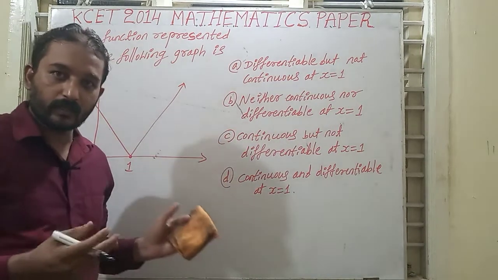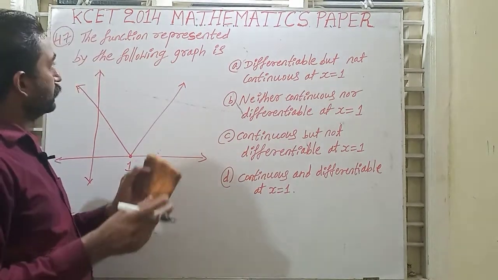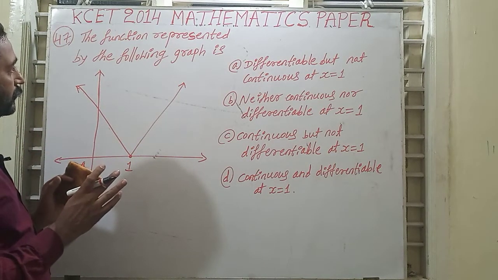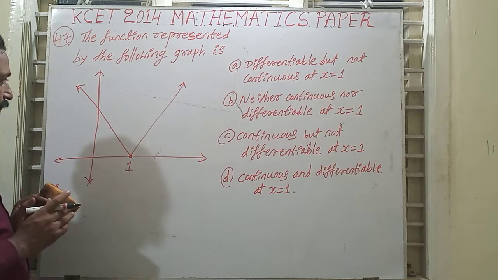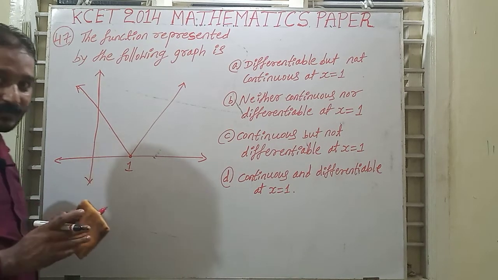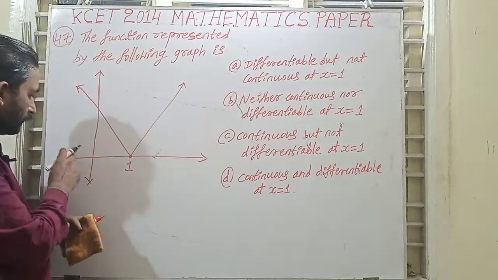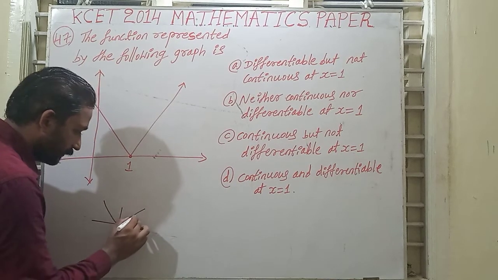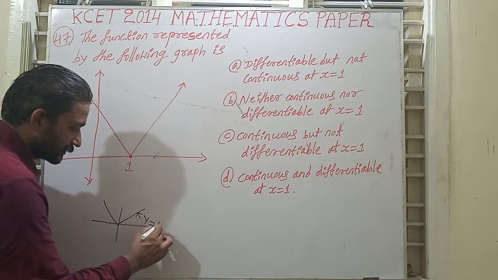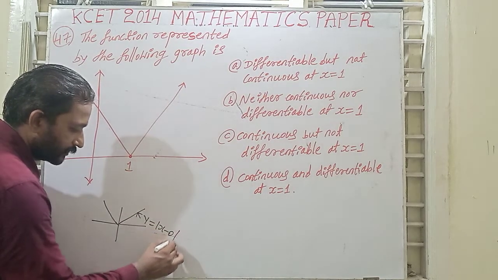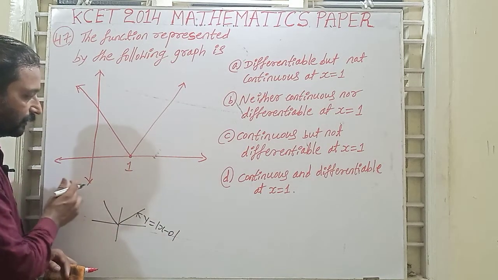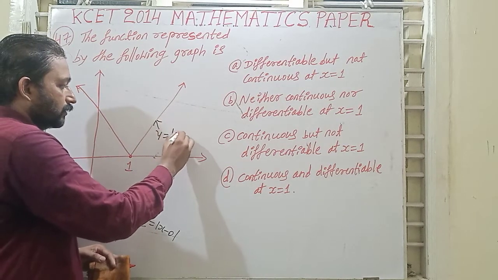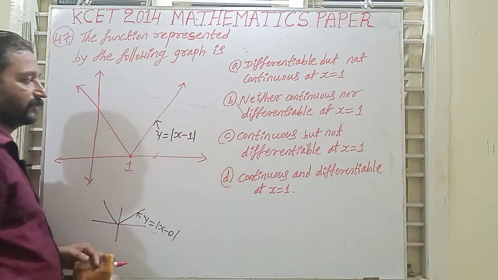Now let us move on to the next question, question number 47. Read carefully the function represented by the following graph. This graph may be in the form of a modulus function. Take one example: this is the graph of the modulus function y is equal to modulus x, which is x minus 0. Here it passes through 1. Hence this can be written as y is equal to modulus of x minus 1. This is the modulus function.